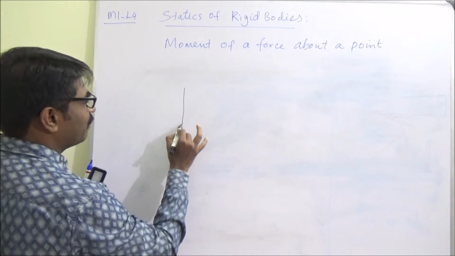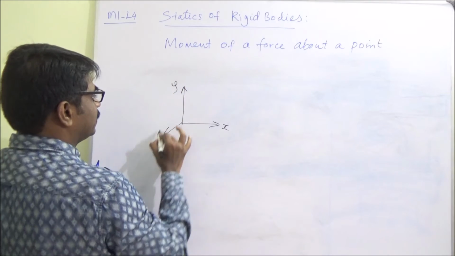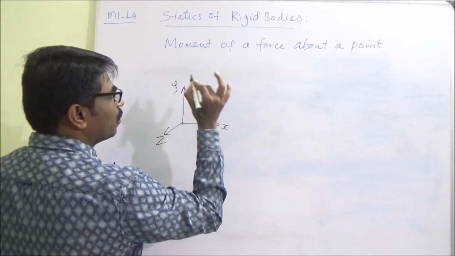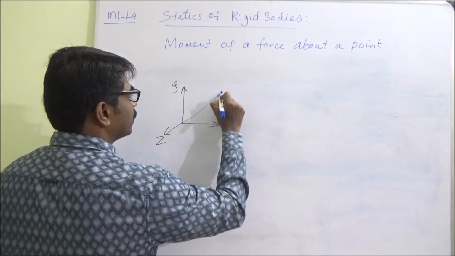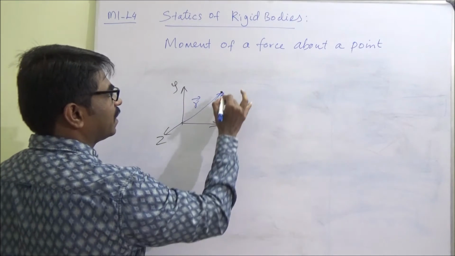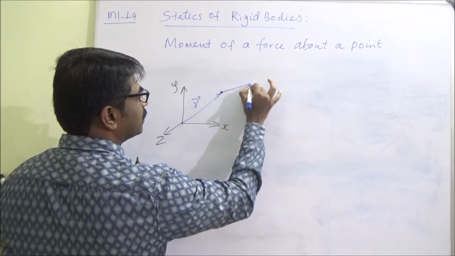Say you have X, Y and Z axes, and one force, and this is the position vector, and say this is the force.